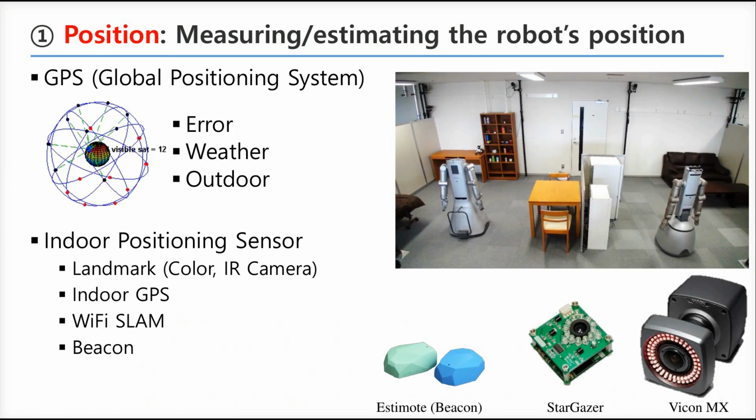To measure something's position, GPS must be the most known way. But in fact, GPS gives huge errors, like a few meters away from the real location. So this is not appropriate to the robotics field, especially indoors.